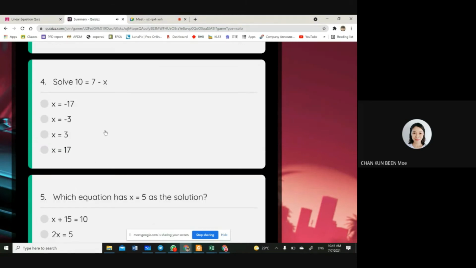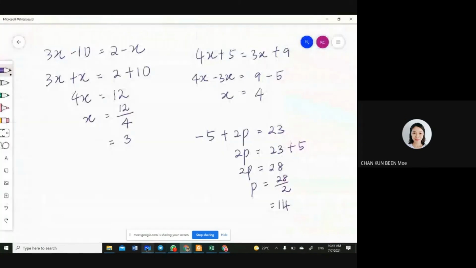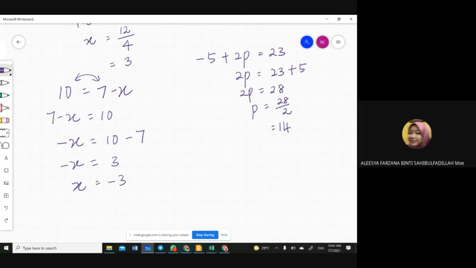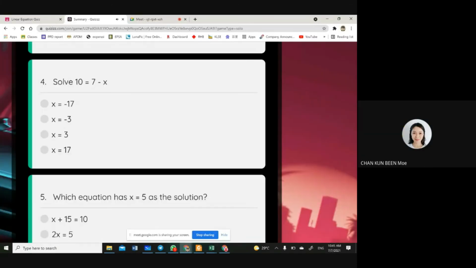Okay, next, 10 equal to 7 minus x. A lot of you might have problem with this one. 10 equal to 7 minus x. So what you do is you can exchange the position first. 7 minus x equal to 10. Continue. Negative x is 10 minus 7. So 10 minus 7 is a 3. Negative x is a 3. Positive x is negative 3. Just opposite. So from here, you will be able to get negative 3.